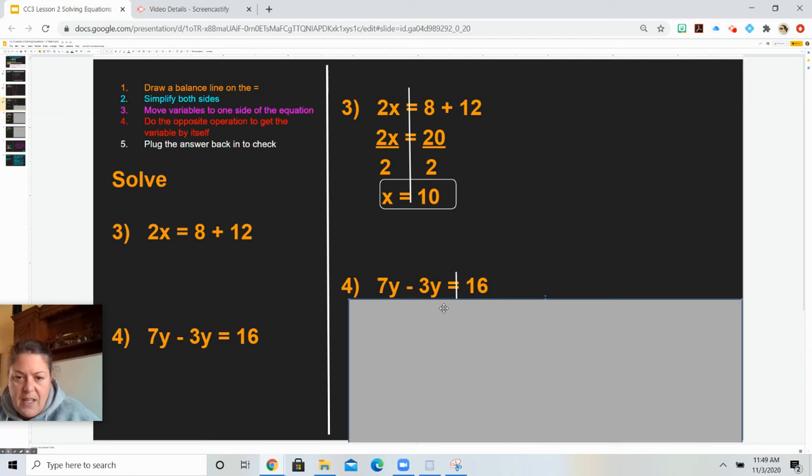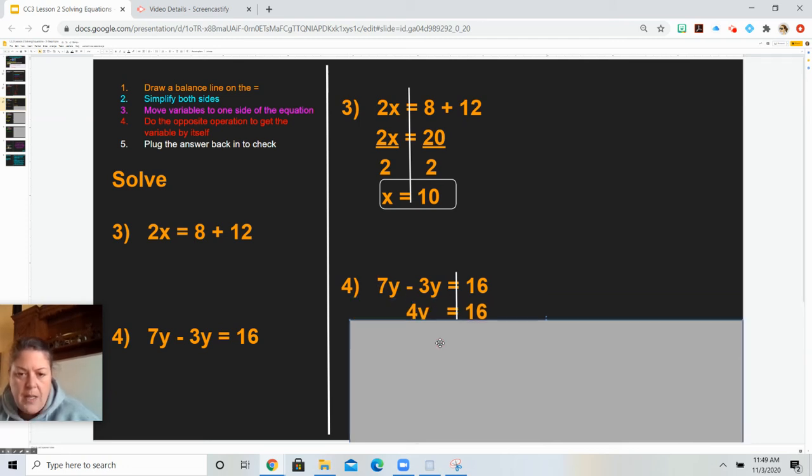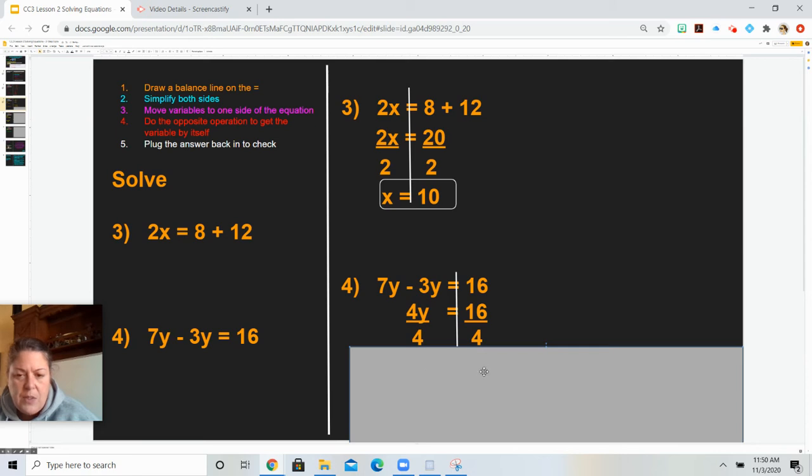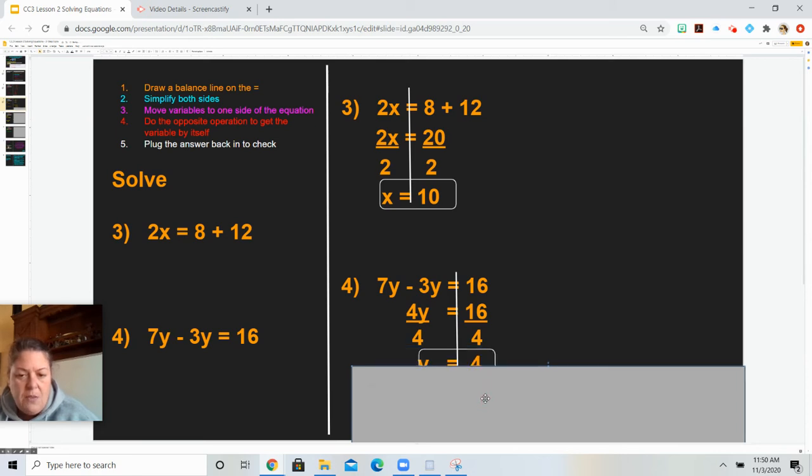All right, so let's take a look at what you got. I notice that I have 7y minus 3y, and I can simplify them to give me 4y equals 16. And then I know that 4 times y equals 16, so I need to divide. And I'm going to divide both sides of that equal sign by 4. So that gives me y equals 4.